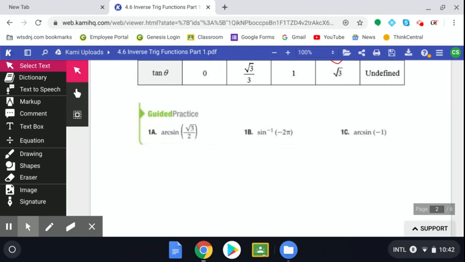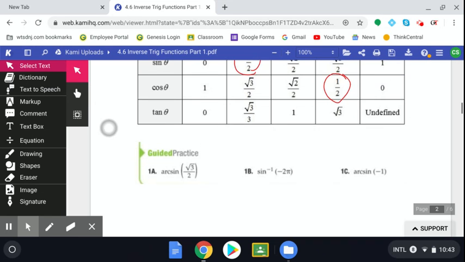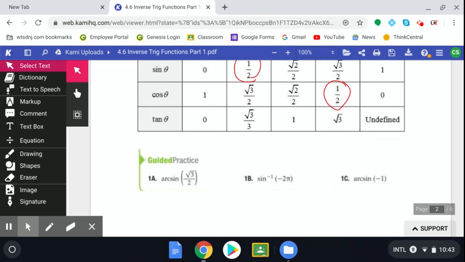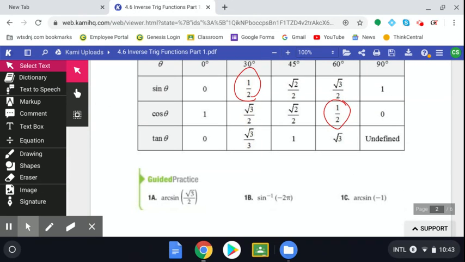1a is asking you to determine what arcsine of radical 3 over 2 is. So now if they are asking for arcsine, essentially what they are asking is, what is the angle? What is the angle that will have the value of sine that is radical 3 over 2? And then you have to look at the domain restrictions. So then radical 3 over 2 for sine is over here.